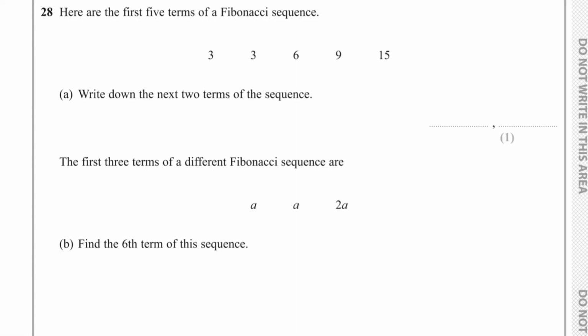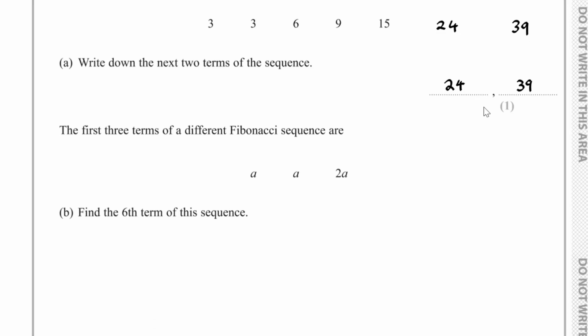Question number 28. Here are the first 5 terms of a Fibonacci sequence, 3, 3, 6, 9, 15. We have to write down the next 2 terms of the sequence. Well, for this over here, a Fibonacci sequence, we add the 2 previous terms. So we begin with the 2 terms 3 and 3. 3 plus 3, that's 6. So that's our third term. To get the fourth term, 3 plus 6, that's 9. To get this term, 6 plus 9, that's 15. So to get the next term, 9 plus 15, that's 24. To get the term after this, 15 plus 24, that's 39. So here we have 24, 39.